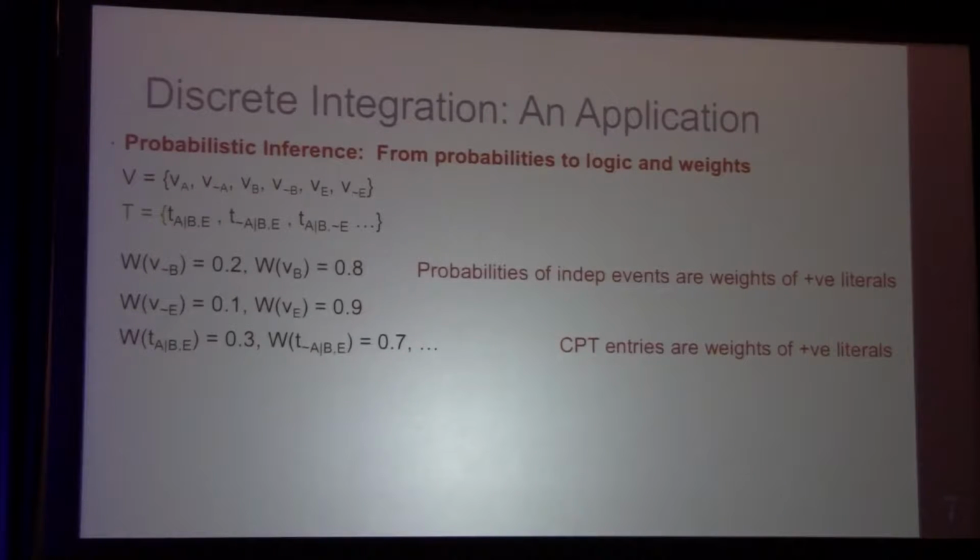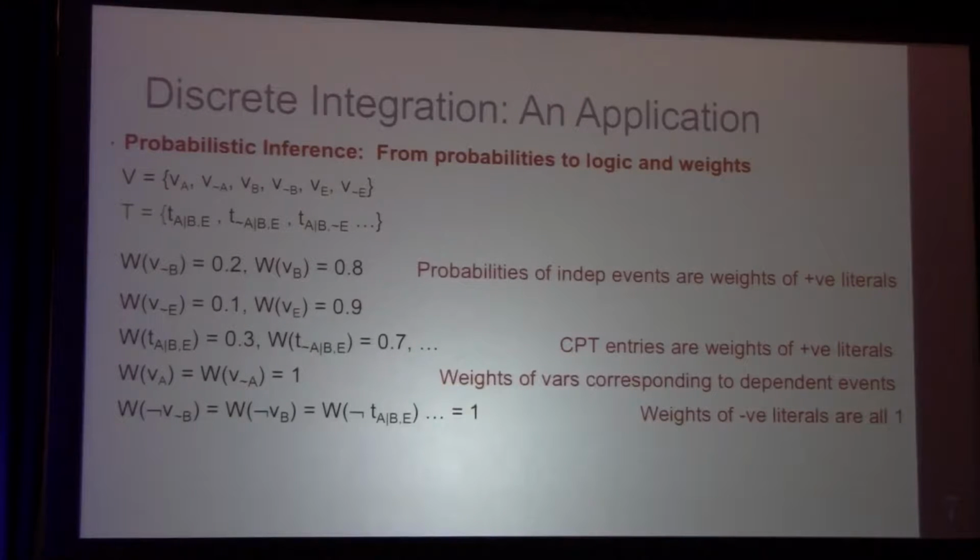So basically, all the independent events, in this case burglary and earthquake, will have their probabilities assigned as weights of the corresponding positive literals. Note that this is a positive literal. This is a variable denoting something. So it's not the negation of the variables, it's still a positive literal. The conditional probability table entries have one variable each, as we just showed. So we're going to assign weights of these variables to exactly the probability associated with the corresponding rows of the conditional probability table.